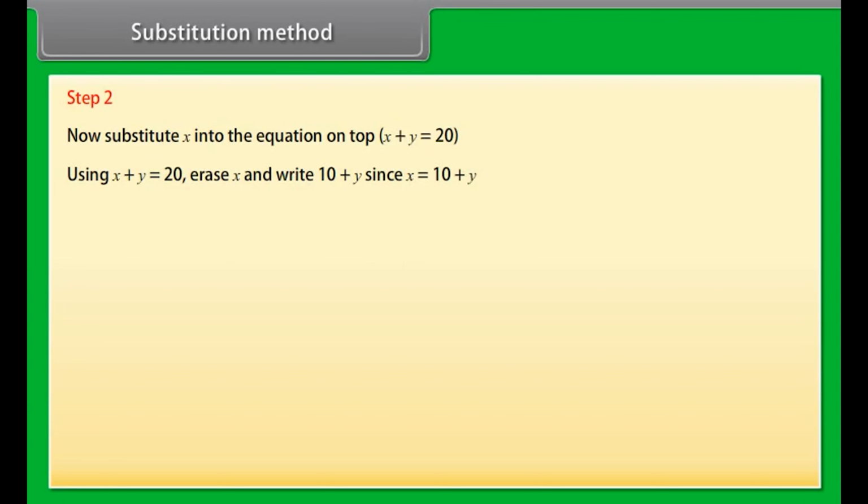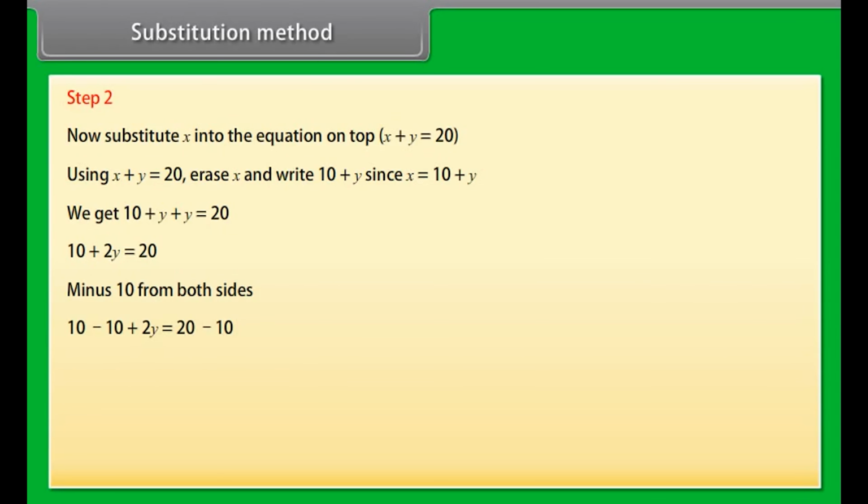Using x plus y is 20, erase x and write 10 plus y, since x is equal to 10 plus y. We get 10 plus y plus y is equal to 20. 10 plus 2y is equal to 20. Minus 10 from both sides. 10 minus 10 plus 2y is equal to 20 minus 10. 2y is equal to 10. Divide both sides by 2. y is equal to 5.